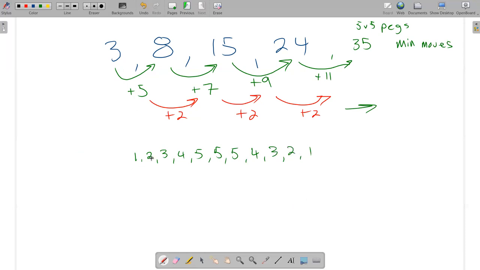5, 4, 3, 2, 1. So this should be the set of moves for the whole thing: left, right, left, right, left, right, left, right, left, right, left. And so we should be able to take that system over to the app and do it. And if we're careful, we should be able to get it in the minimum number of moves.